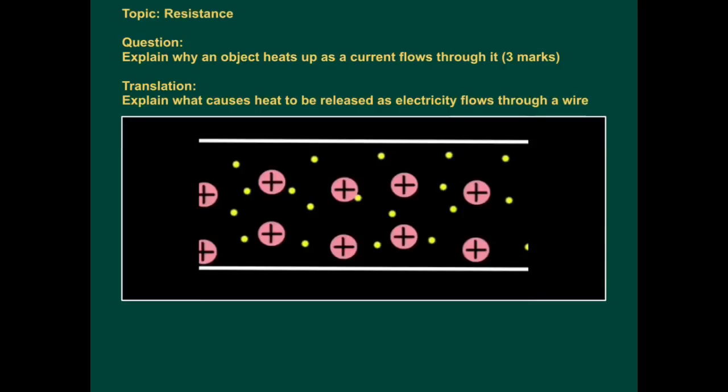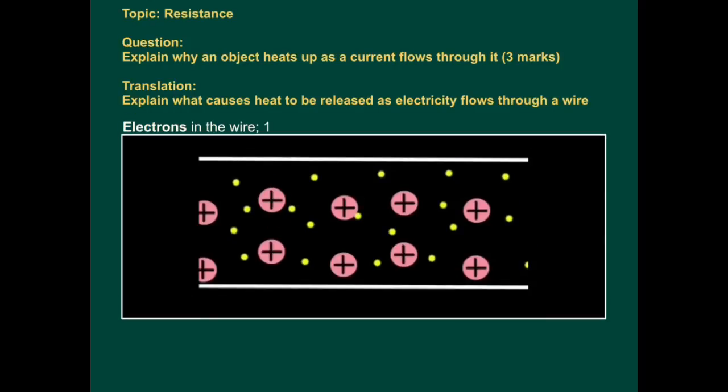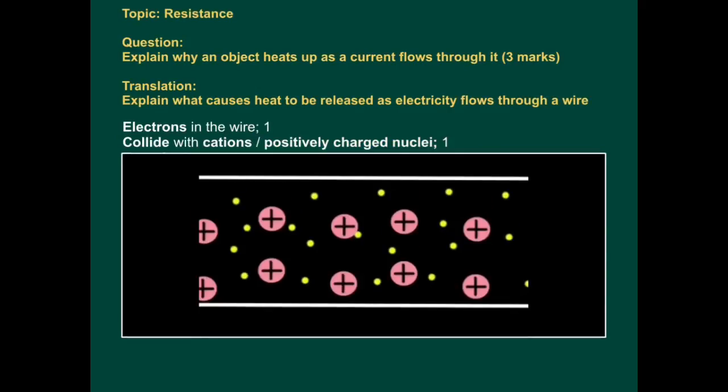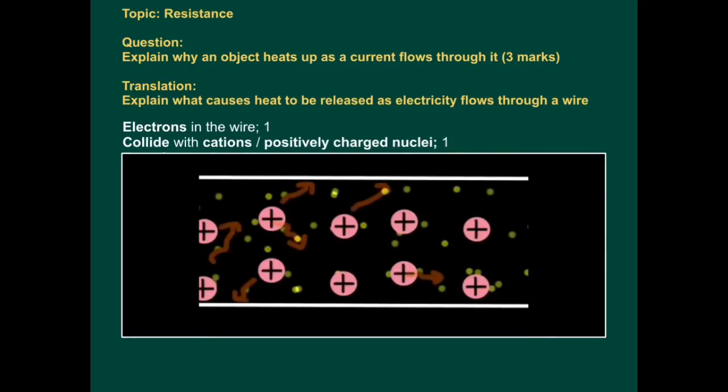So if you remember, in a wire you have electrons which move through it and you have relatively still cations, positively charged nuclei. So firstly, you must acknowledge that there are electrons in the wire. And these electrons collide with cations, these are cations or positively charged nuclei. So you can see them moving and they're going to smack into various cations.